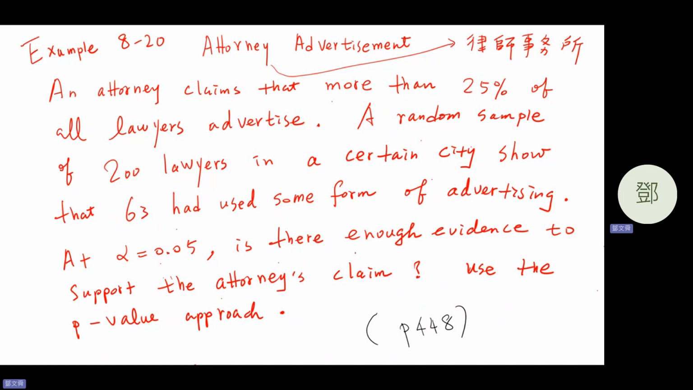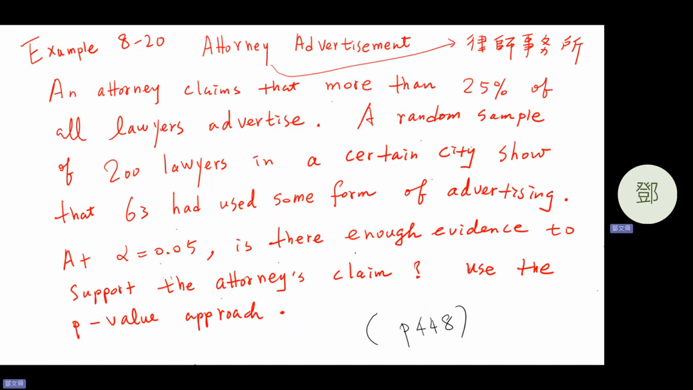Attorney means a law firm, a lawyer. An attorney is a lawyer. An attorney claims that more than 25% of all lawyers advertise. A random sample of 200 lawyers in a certain city shows that 63 had used some form of advertising. And alpha is 0.05. Is there enough evidence to support the claim?